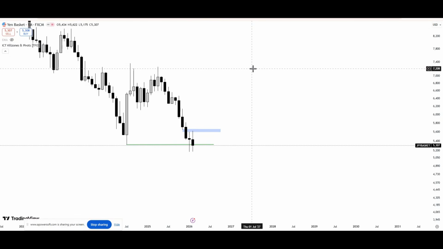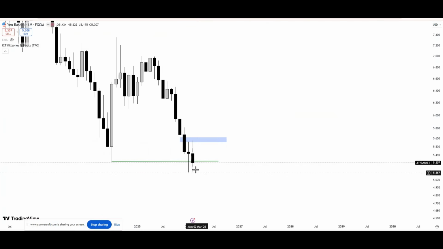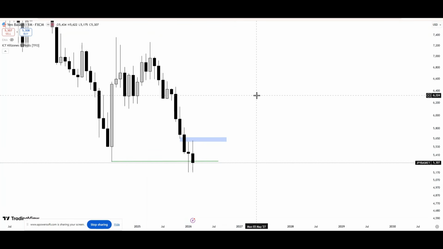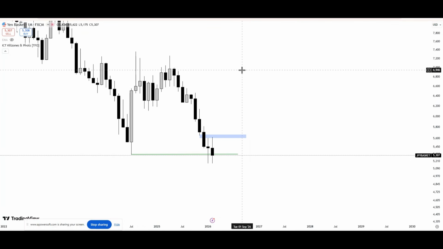So let's look at JPY Basket, which is the yen basket, and we'll start with the monthly time frame. You can clearly see price actually tagged this fair value gap, and so far you can see we have closed as a bearish candle. We've even closed below this swing low here. So as of now, yen looks really weak, so I'm just going to work with that.